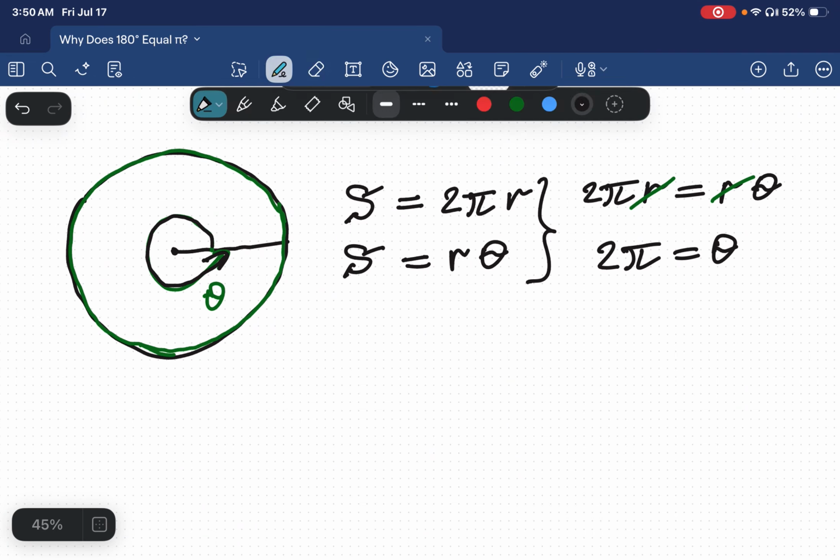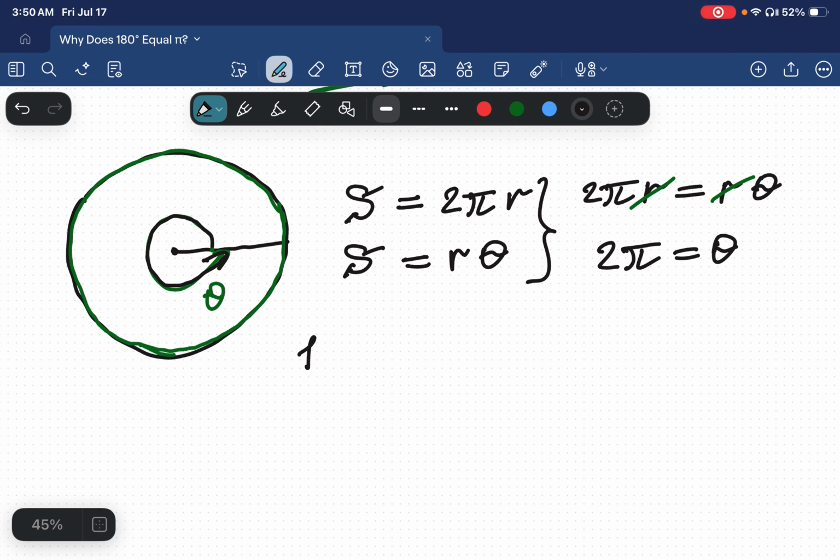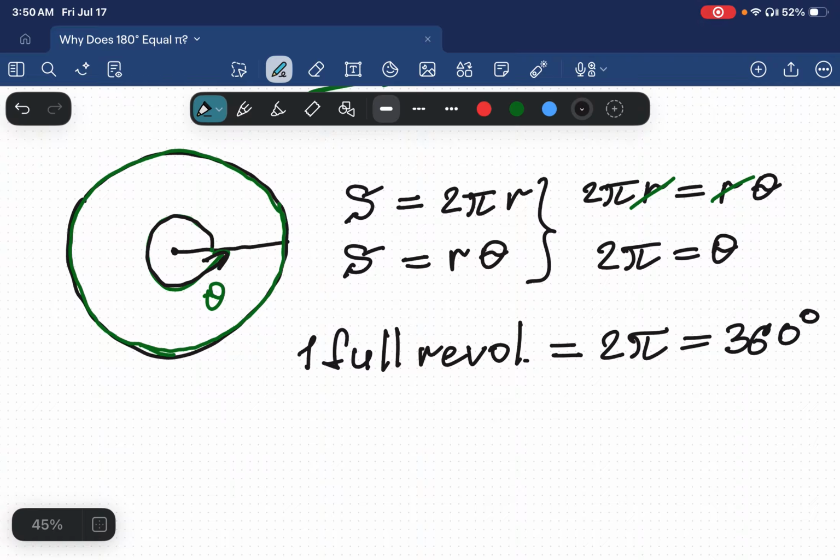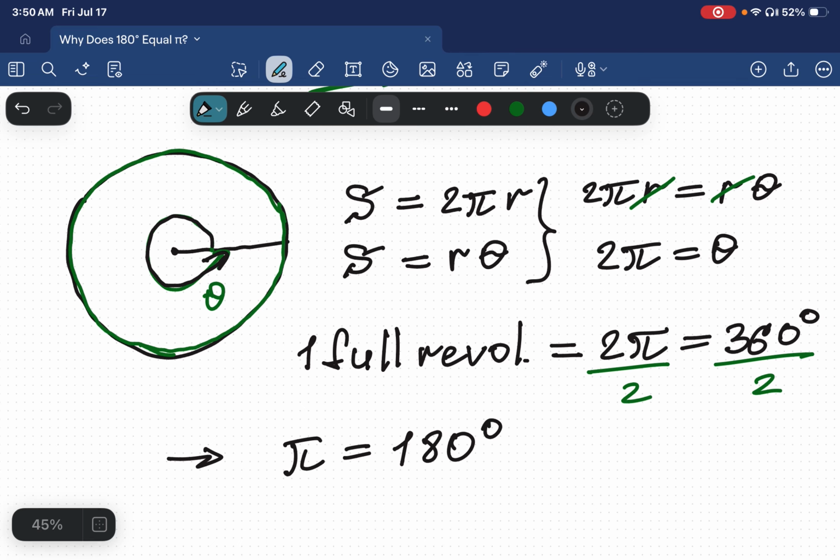In other words, we can say that one full revolution equals 2 pi radians, or 360 degrees. And half of a revolution is half of both. So we divide both sides by 2, and we will get pi equals 180 degrees. Now you can see that the number pi is not coming from the angle. It is coming from the circle, from its circumference formula.